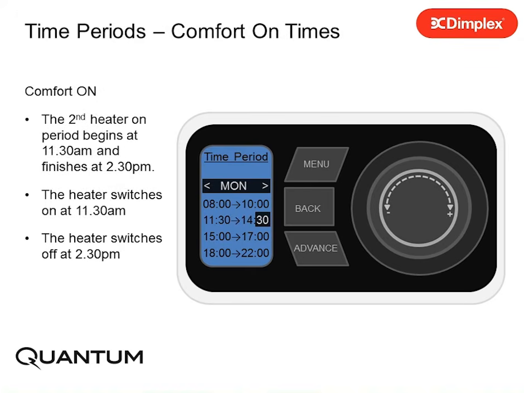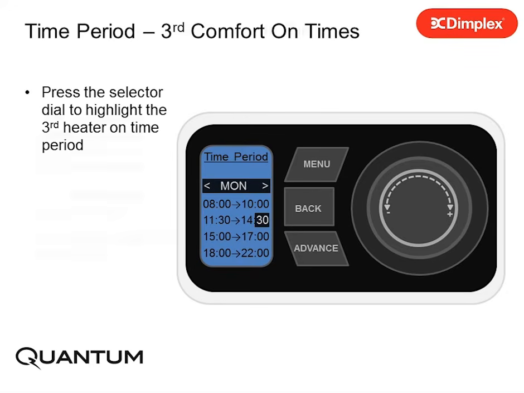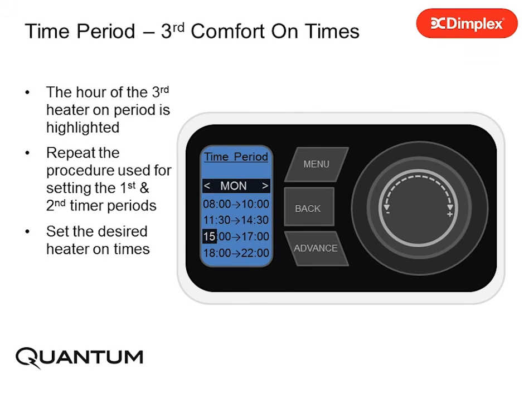Comfort on. The second heater on period begins at 11:30 and finishes at 2:30. The heater switches on at 11:30 AM and switches off at 2:30 PM. Press the selector dial to highlight the third heater on time period. The hour of the third heater on period is highlighted. Repeat the procedure used for setting the first and second timer periods and set the desired heater on times.